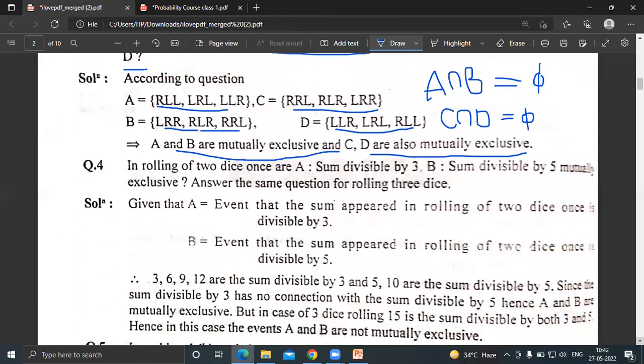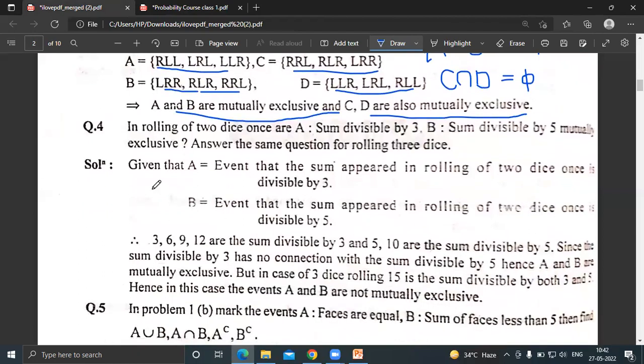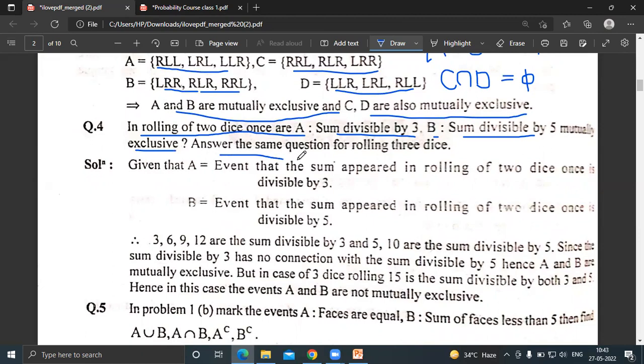So that is solved. Then check this question. In rolling of two dice once, A means sum divisible by 3, B means sum divisible by 5. They are mutually exclusive, because the sum, meaning the addition, divisible by 3 cannot also be divisible by 5. Answer the same question for rolling of 3 dice.